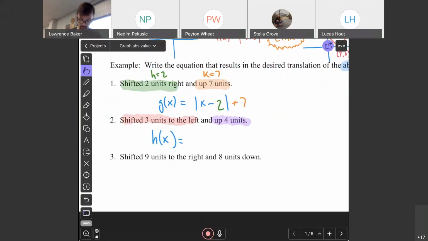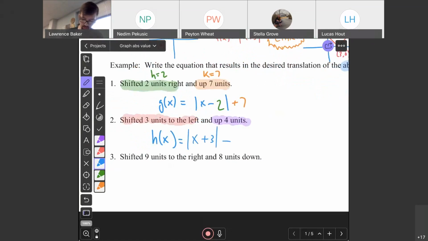Right on, Jacob. So the absolute value of x plus 3, plus 4. So seeing that sign switch there on h, and we can trust k. 3 units left would be a negative 3, but we're going to write a plus 3. 4 units up would be a plus 4. We trust that one.